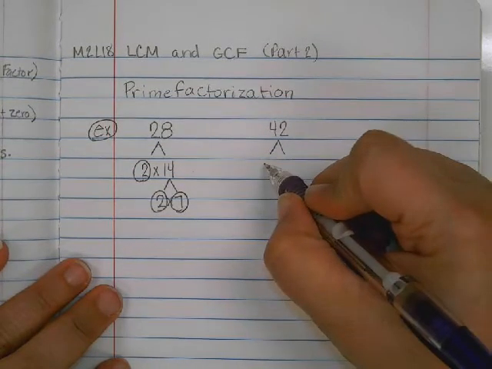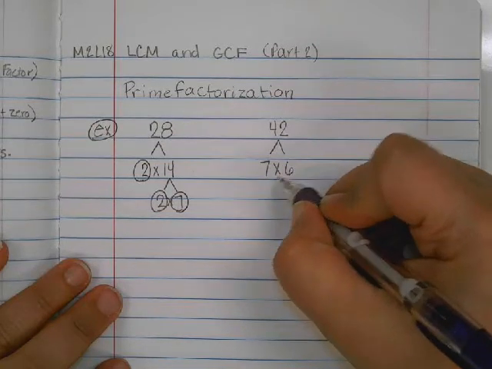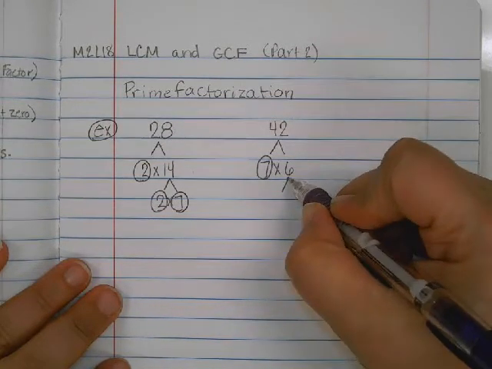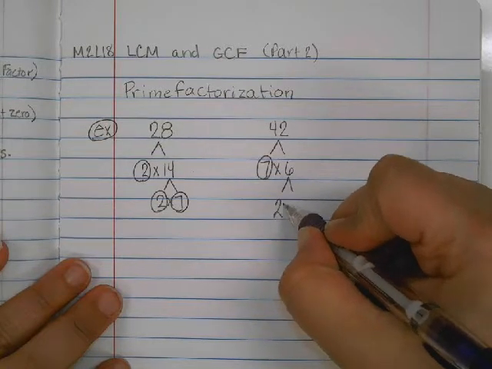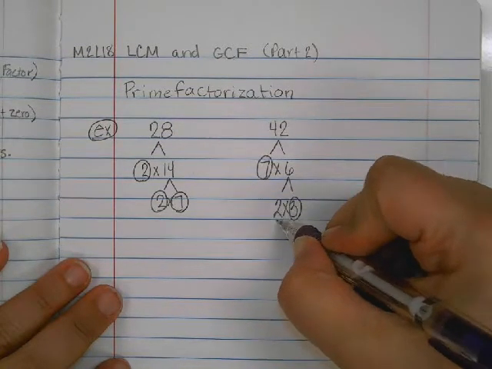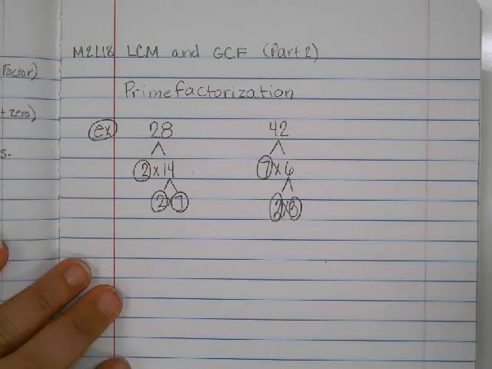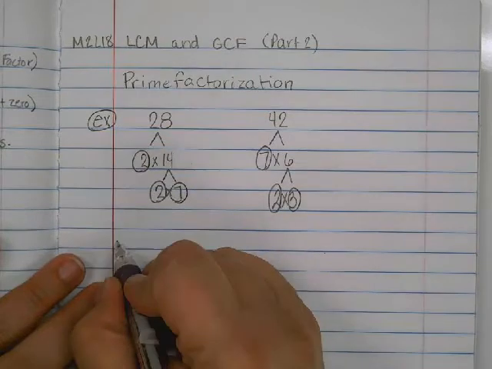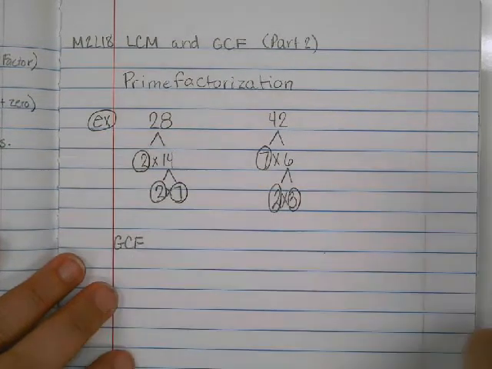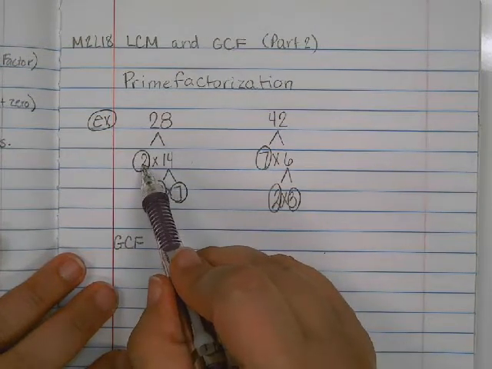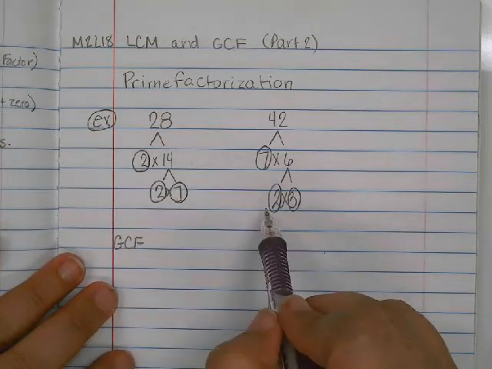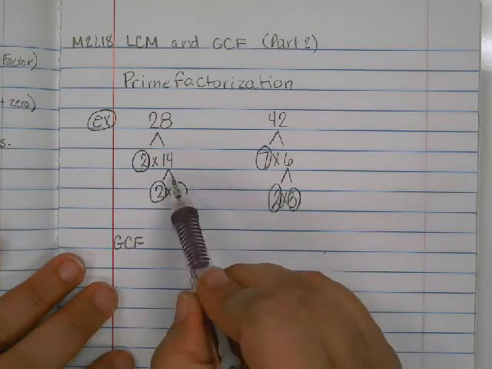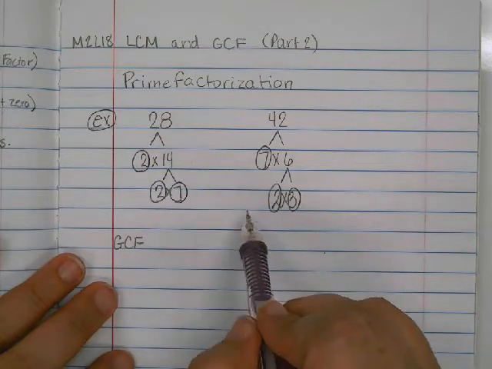For 42, I know that 7 times 6 equals 42, and 7 is prime. And I can split 6 into 2 times 3. Remember, we're looking at factors, so we're looking at numbers that we multiply together. Now I have all of my factors all the way down to prime numbers. To find the greatest common factor, I'm going to look for numbers that match. I always start in my top row, and I see I have a 2 here and a 2 here. So I'm looking for numbers that match in each set of factors.